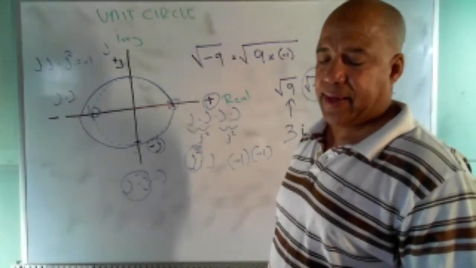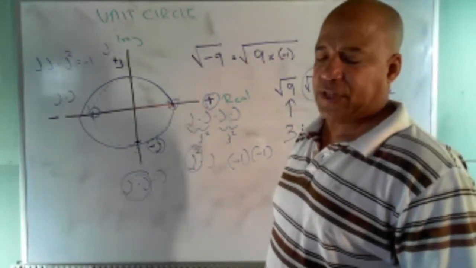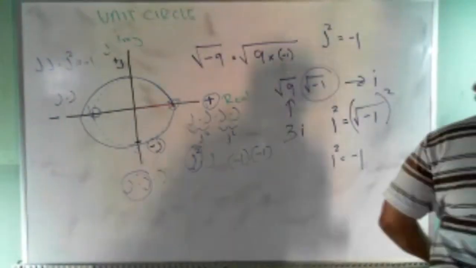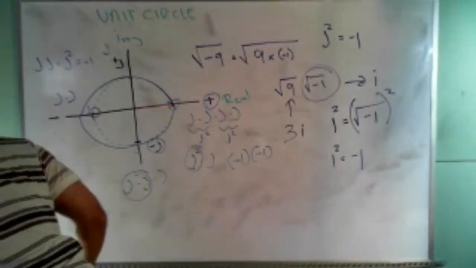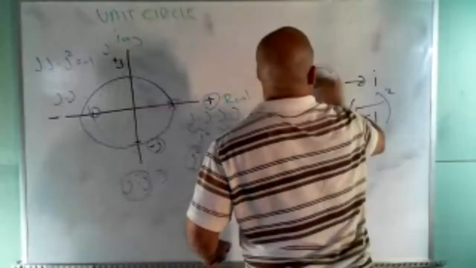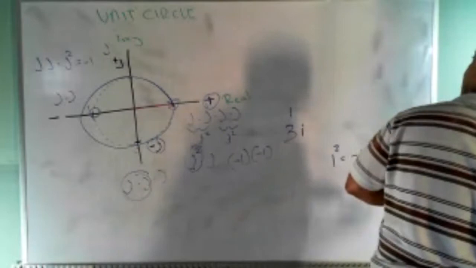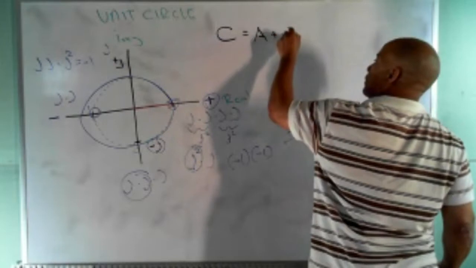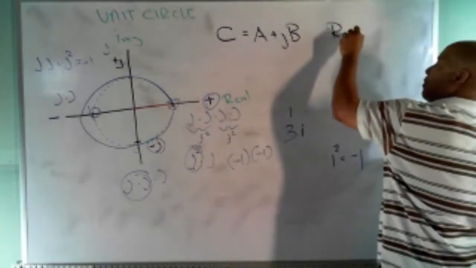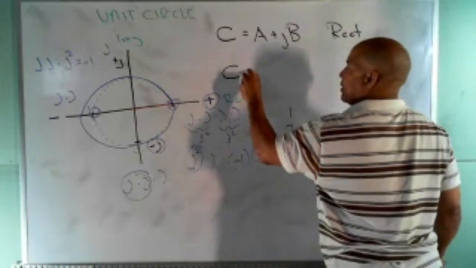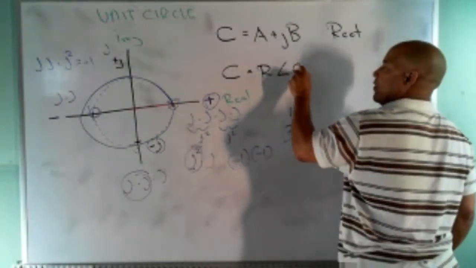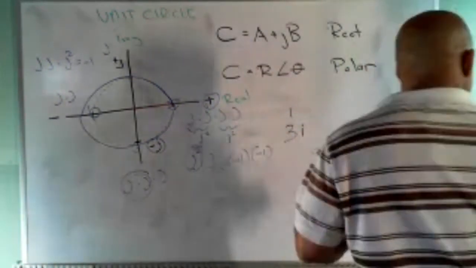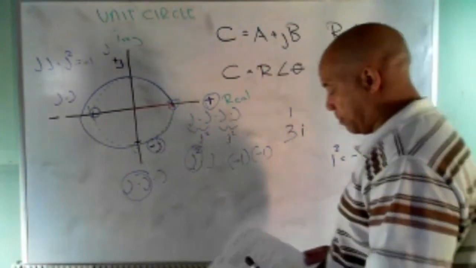Now, on 1E, it says rectangular form. It shows you how to express a complex number in rectangular form, and I'll just put it on the board. We've already done this, but I'll do it again. So I can express a complex number like this, and that would be rectangular form. Or I can express it as a radius vector and some phase angle, and that would be polar form. Okay, so we can show two ways to represent a complex number.